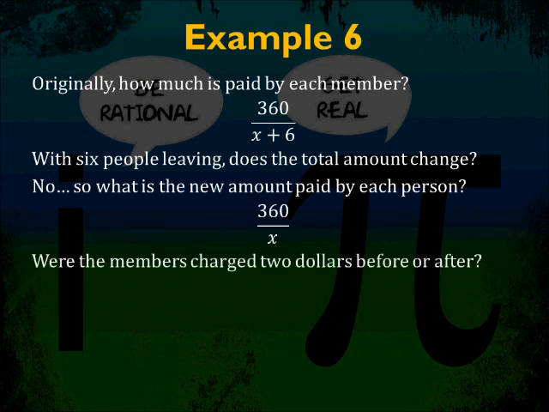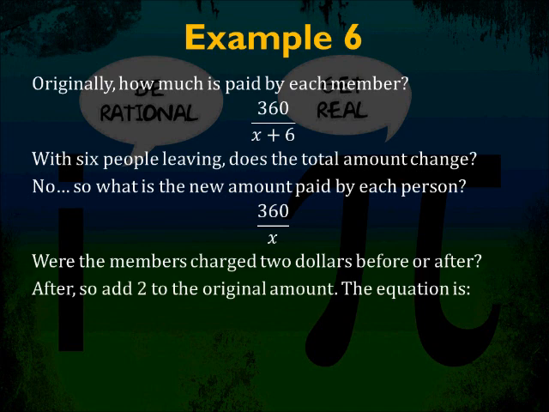Now, we have to stick the $2 somewhere. Were the members charged $2 more before or after? Well, because people left, they had to pay more after. So we'll take 2 and add it to the original amount. So our equation is 360 over x equals 360 over x plus 6 plus 2.